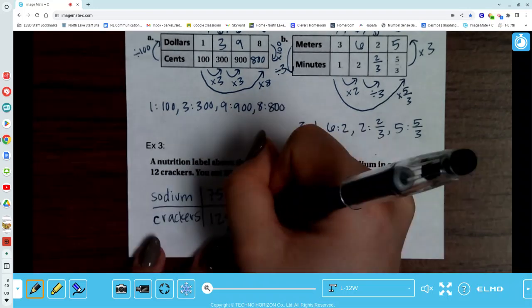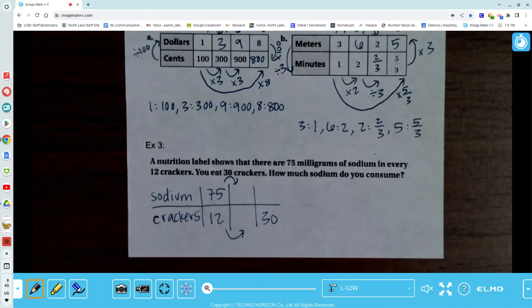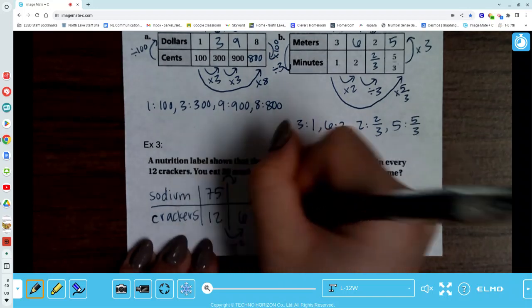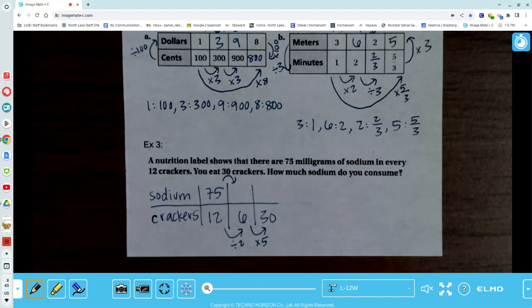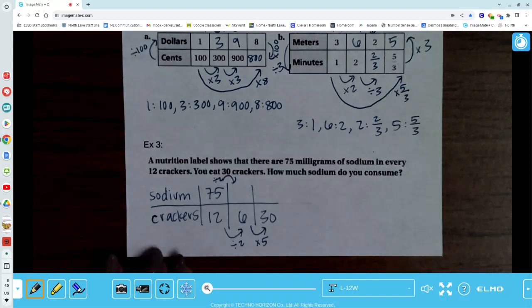Okay, so first, I am going to try and get the number of crackers, 12, to turn into something that is a little easier for me to use to get to 30. What could I maybe divide or multiply 12 by to make it something that's a little nicer for us to use if we're trying to get to 30? Shelby? Yeah, that would work because 6 to 30 is much easier. 6 times 5 makes 30. That means now I know the steps that I need to be doing across the top to find my missing amount of sodium. So 75 divided by 2. That's what I need to do first.